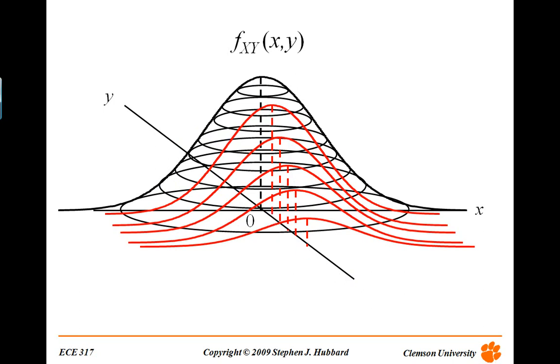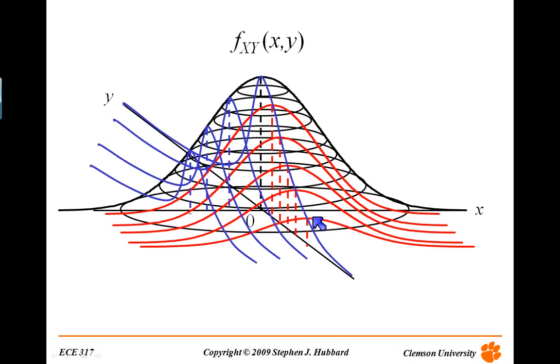Another way of looking at it, we didn't do this in the top view diagram, but if you were to take the conditional PDF of y given x, that would involve taking slices parallel to the y-axis, and they would all have their peak at y equals 0. So x and y are statistically independent in that case.